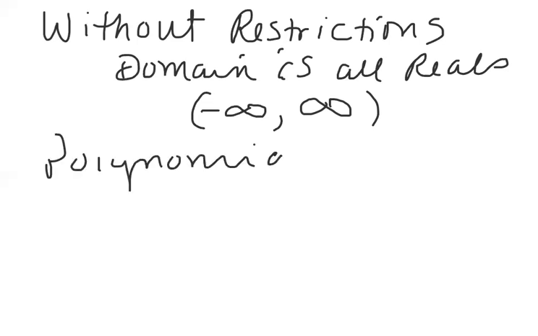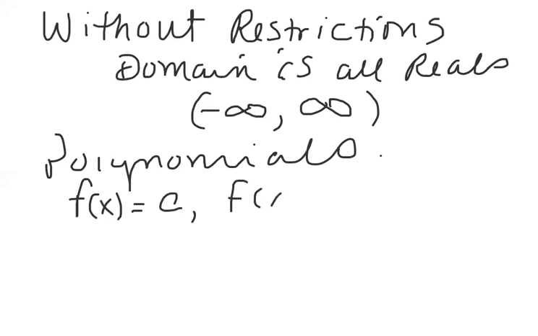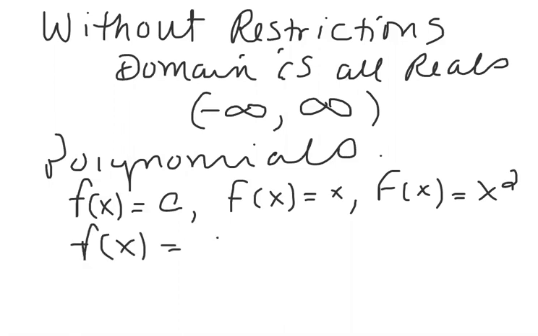What are we talking about? We're talking about any constant polynomial, like f of x is equal to some constant. F of x is equal to x. Oops, I forgot to put that equal sign there. So let's go back a little bit. Okay, f of x is equal to x. F of x is equal to x squared. So any polynomial, guys, of any degree, the domain is not restricted at all. So any type of polynomial, there's no restrictions on the domain.